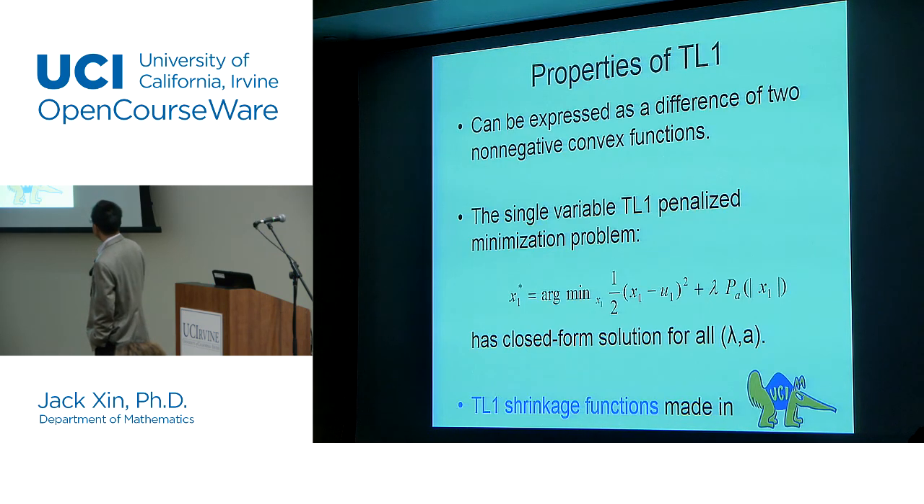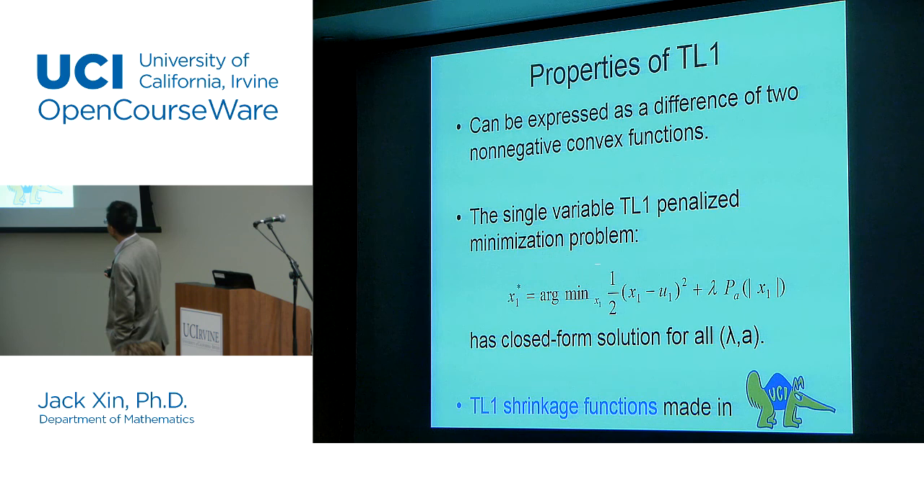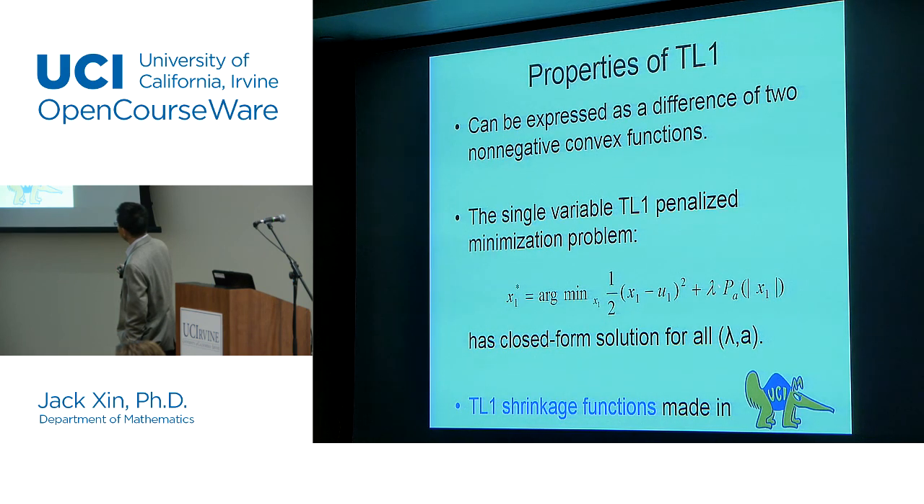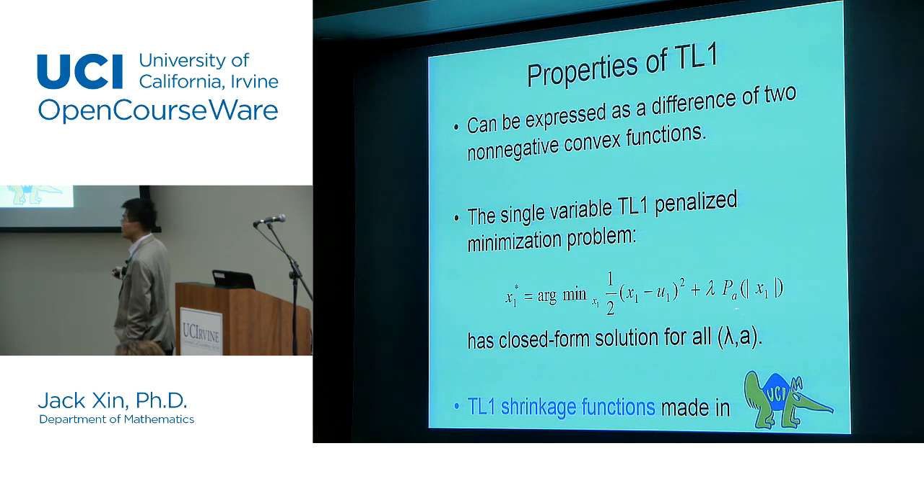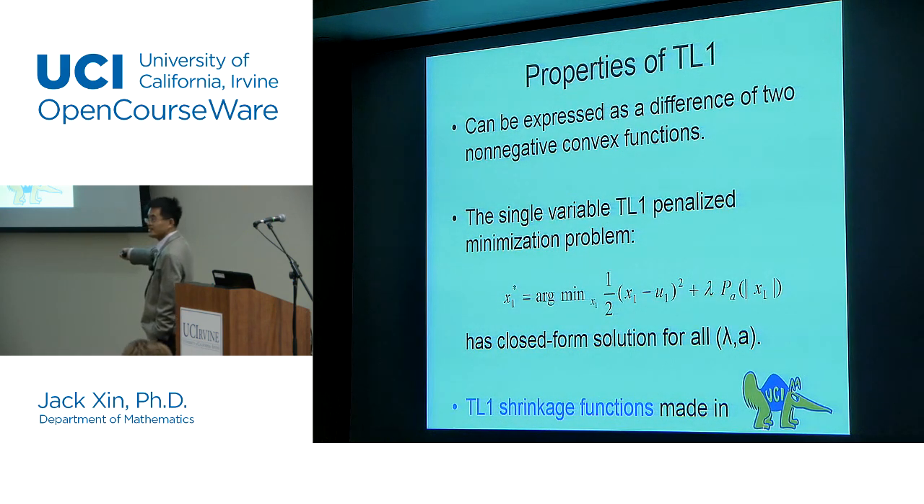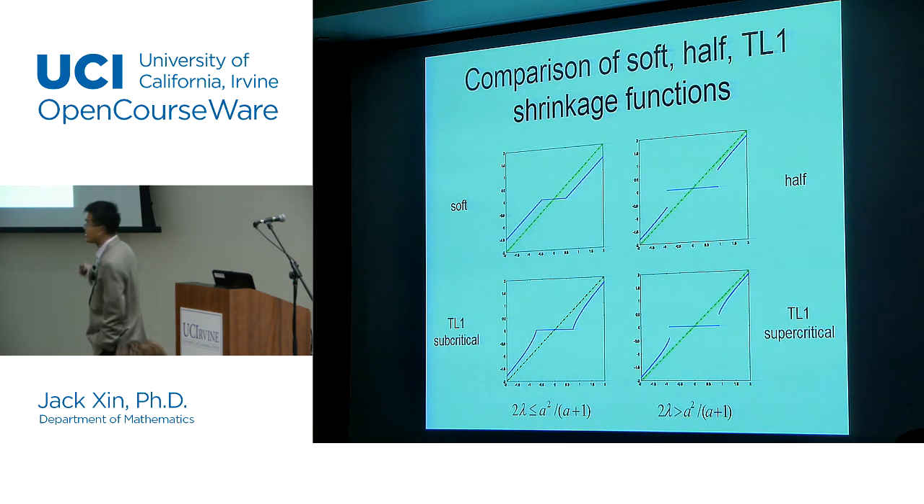So this is, again, to summarize, it can be expressed as a difference of convex functions again, and the very same one-dimensional problem, but now with L1 replaced by this transformed L1, can also be solved in closed analytical form. So there's some math to do, but you can do it. And it turns out you get a new shrink function out of this. So, okay. Now let's summarize the shrink functions.